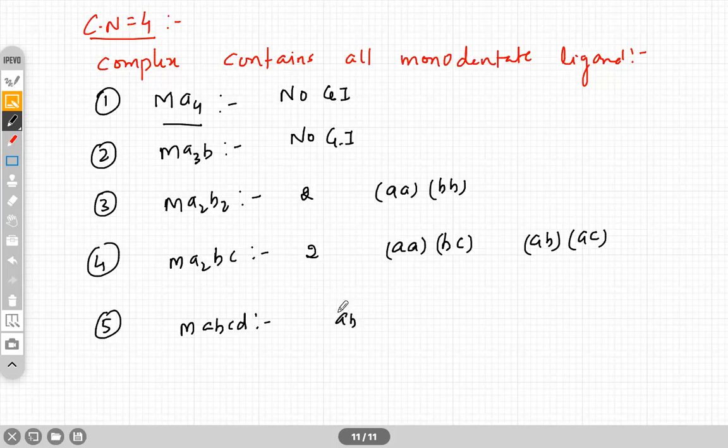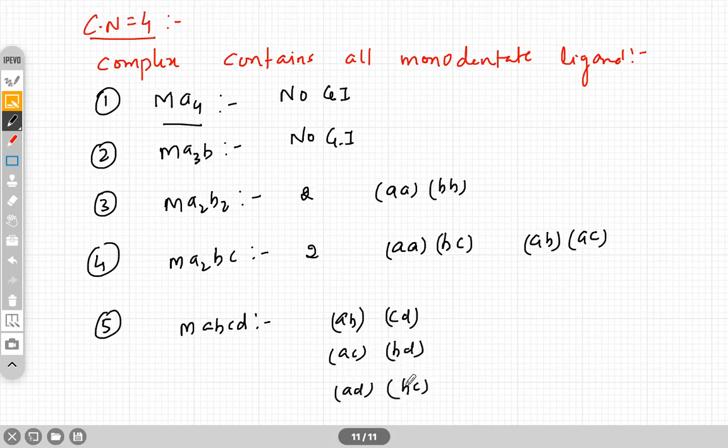We can write ABCD together, or we can write ACBD together, or we can write ADBC. Any other possibility? We have only 3 GI possible. AB will be also possible. I've written here too. Okay, so since we have coordination number 4, we'll get 2 pair here, right? Third pair won't be there.